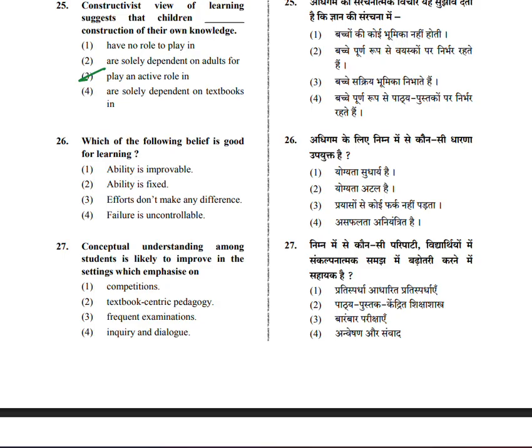That means the constructivist theory of learning posits that children actively construct their own understanding and knowledge of the world through experience and reflection on those experiences. So the third option is the right one. Next question.